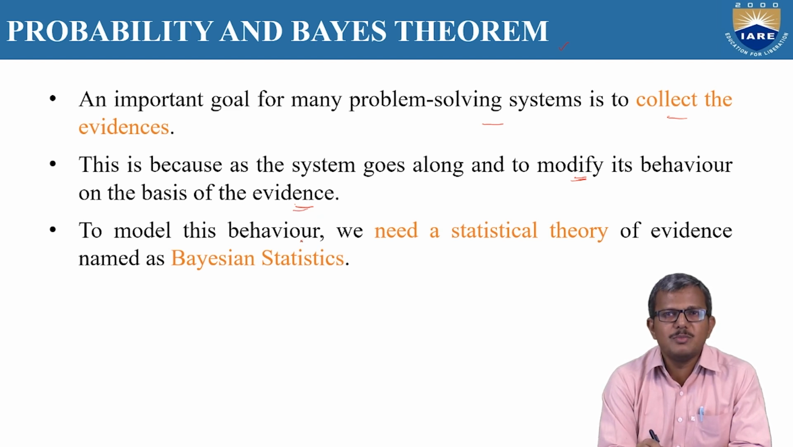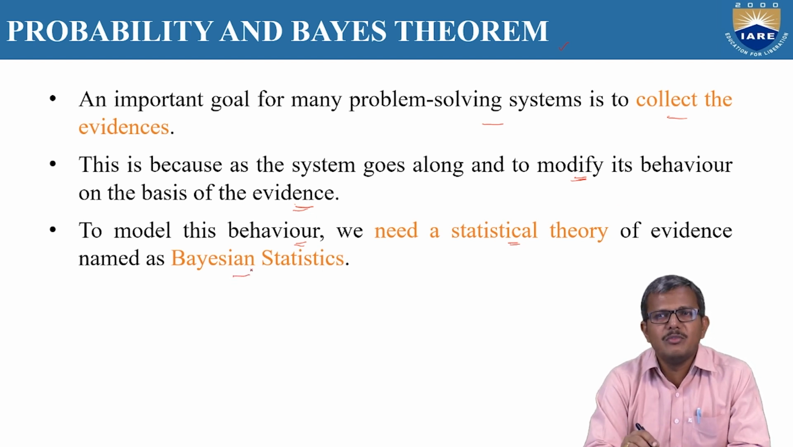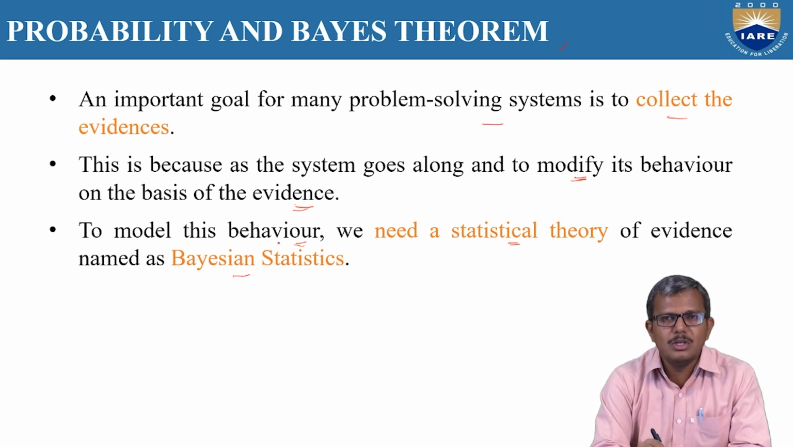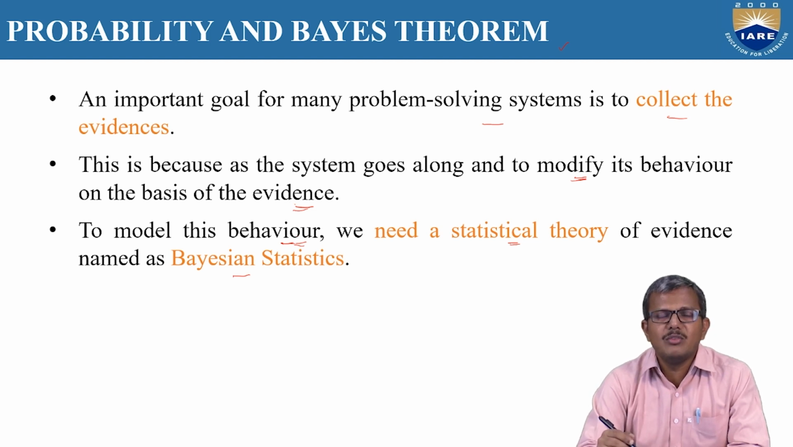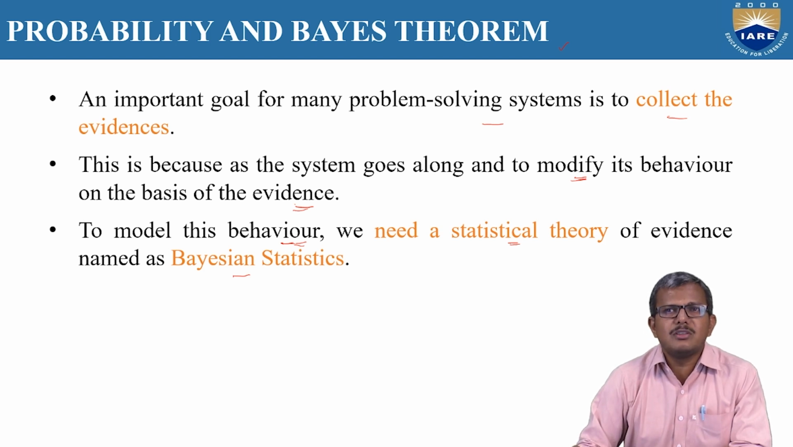In order to model this behavior, meaning how the behavior is changing, the modeling is done by a very specific theory called statistical theory. We are going to make use of Bayesian statistics to identify these situations, to model how the behaviors change when new evidence is added to the knowledge base. So let us see some basic concepts about probability, and we will see the Bayes theorem more clearly with some examples.